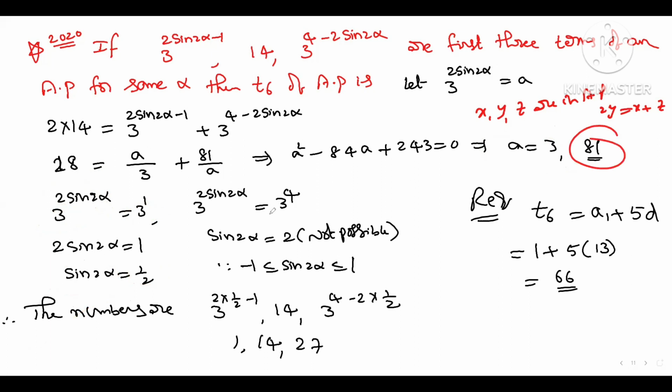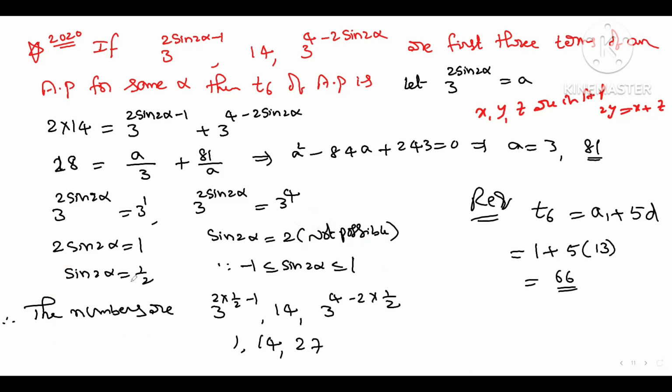Again, second case 81. So A is equal to 81. 3 to the power 2 sine 2 alpha is equal to 3 to the power 4, right? Here the bases are equal, so the powers are equal. So 2 sine 2 alpha is equal to 4, and so sine 2 alpha is equal to 2. This is not possible. Why? Because the sine function always lies between minus 1 and plus 1. Therefore we should take sine 2 alpha is equal to 1 by 2.